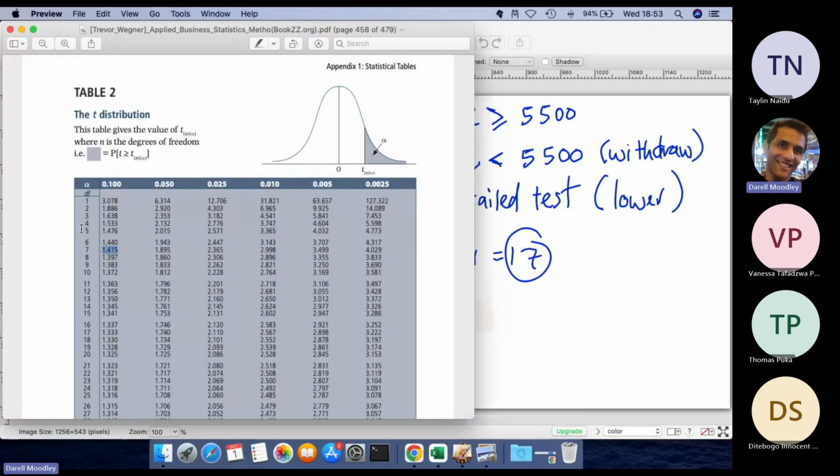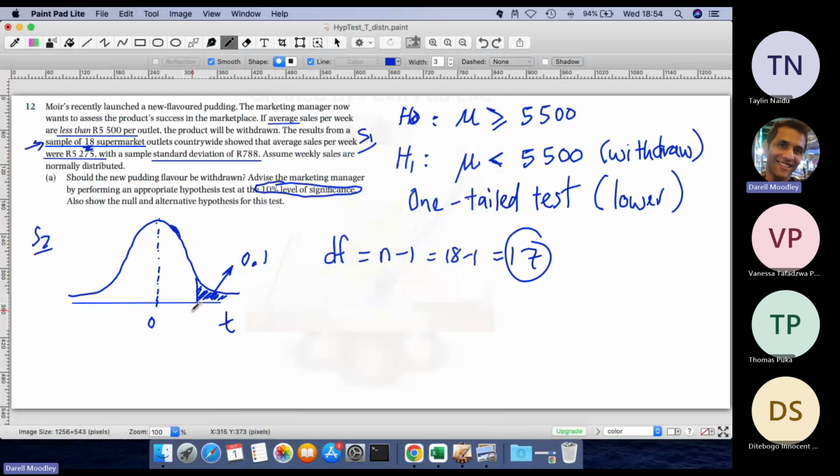I go back to my table. As you can see, it says DF. So my DF is 17. That means we're in the first column, like I said earlier, and you're going to stop at row 17. So there's your t-value, the value on the axis, the t statistic, your critical value. It's 1.333.